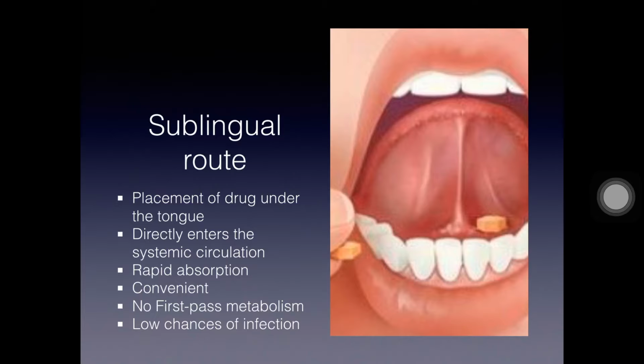The drug will be protected from the harsh environment of the GIT. There will be low chances of infections, and there will be rapid absorption of the drug, because the drug directly enters into the systemic circulation, so it produces its rapid effect. And the drug will also be protected from first pass metabolism by using this route of administration.